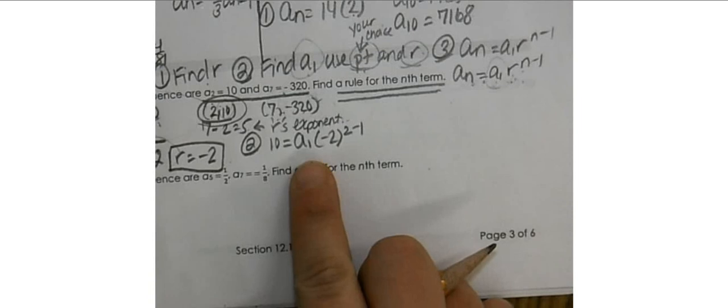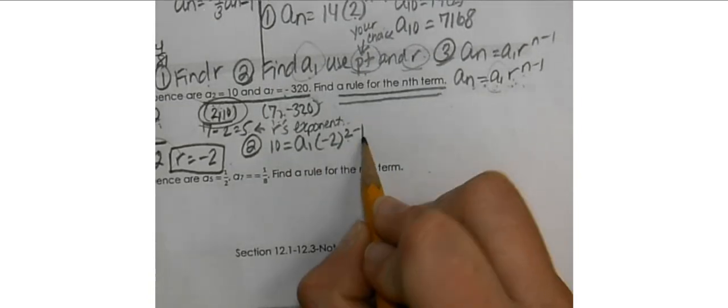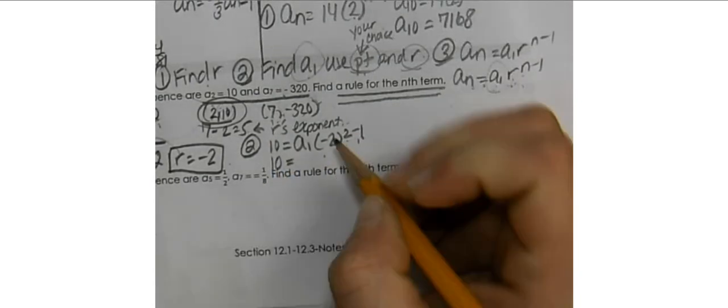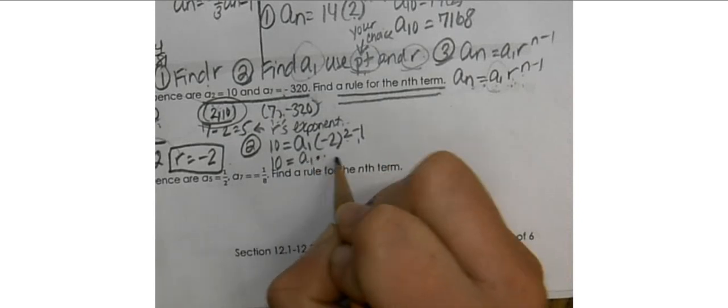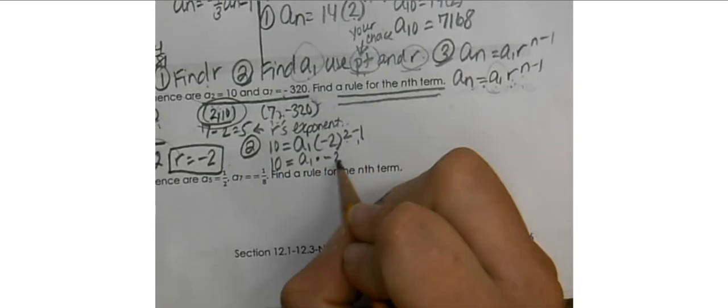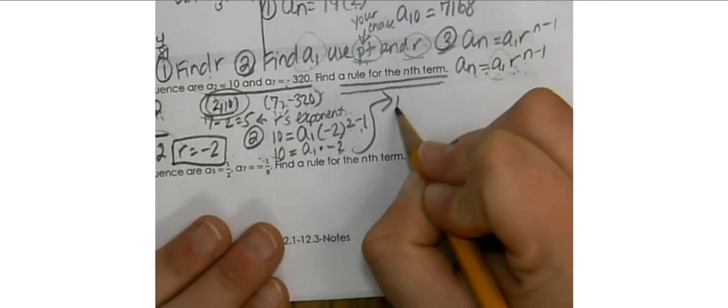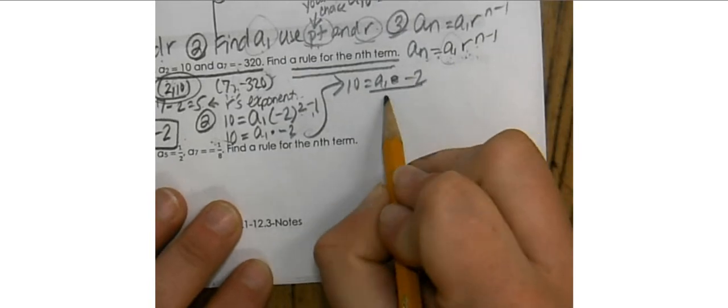So now I need to solve this equation for a sub 1. I'm going to clean up this side just a little bit. 2 minus 1 is 1, and negative 2 to the first power is negative 2. So I have 10 is equal to a sub 1 times negative 2. I'm going to divide both sides by negative 2, and I end up with negative 5 is equal to a sub 1. So that means that my first term is a sub 1. I have my first term.